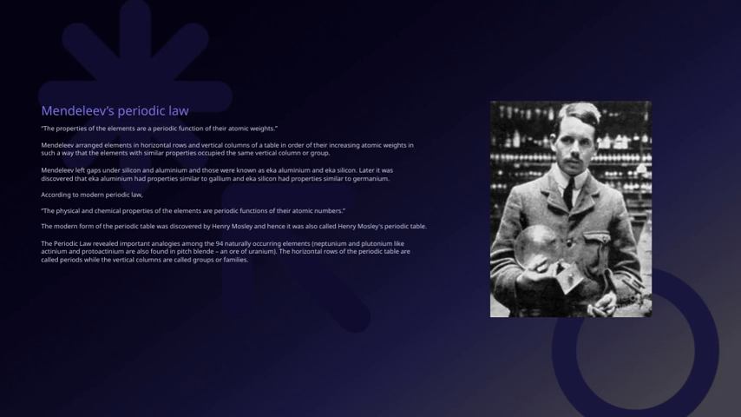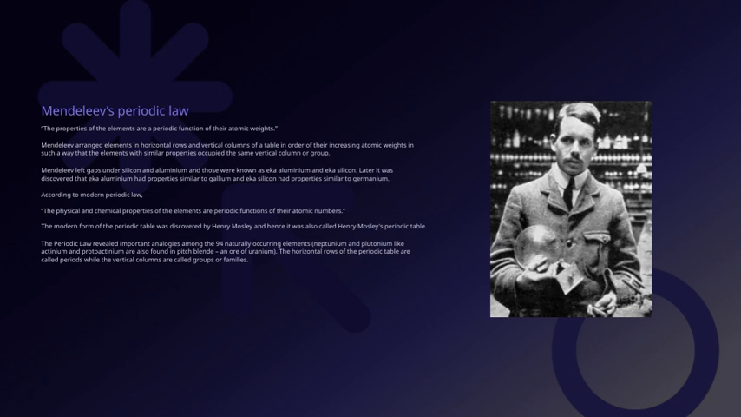Let's take a closer look at the periodic law and what it revealed about the elements. It showed us important similarities among the 94 naturally occurring elements. Interestingly, even some elements like neptunium and plutonium, which are man-made, are found in pitchblende, an ore of uranium. Now, the periodic table is organized into horizontal rows called periods and vertical columns known as groups or families. The modern version of the periodic table was discovered by Henry Moseley, so sometimes it's called Moseley's periodic table.